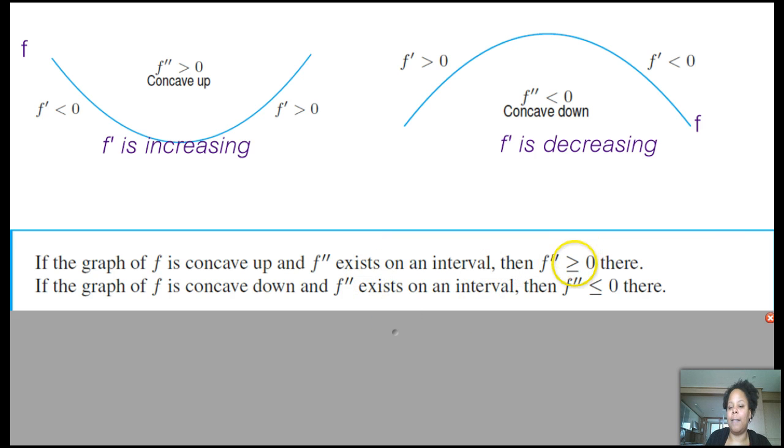But we can say that if the second derivative is positive, including 0, then the graph is concave up. If the second derivative is negative, including 0, the graph is concave down. Because when the second derivative is 0, it's one of those funny situations, which we're going to look at a little bit later in class.